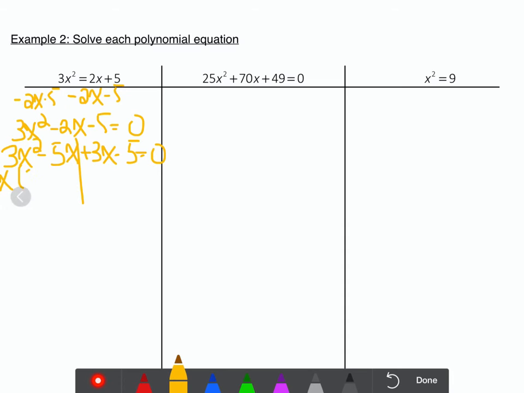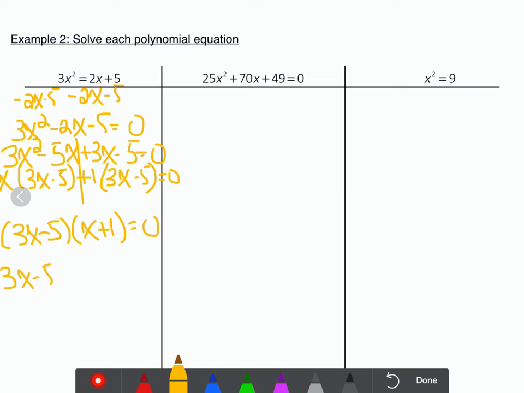So x times 3x minus 5 plus 1 times 3x minus 5. So this factors into 3x minus 5 times x plus 1 equals 0. Let's set our factors equal to 0 and use that zero product rule. So x is equal to 5/3 and x is equal to negative 1.